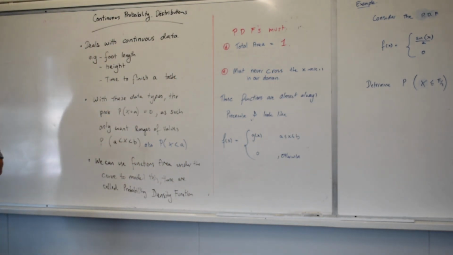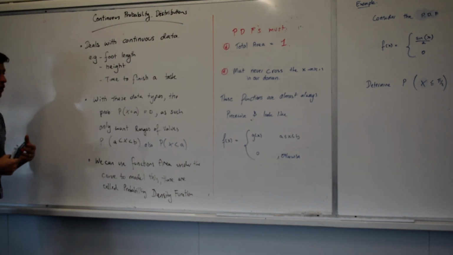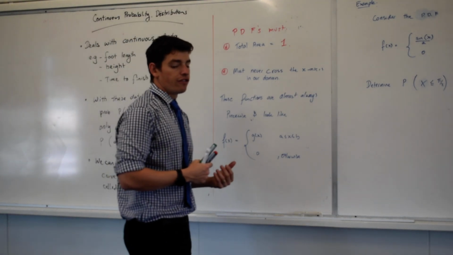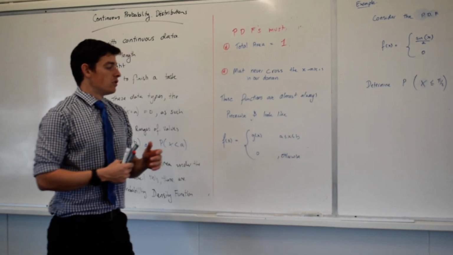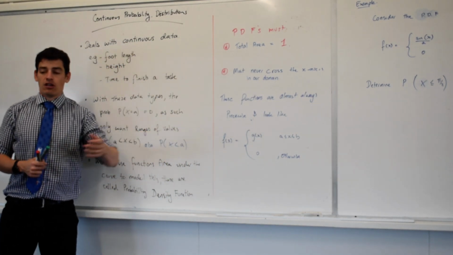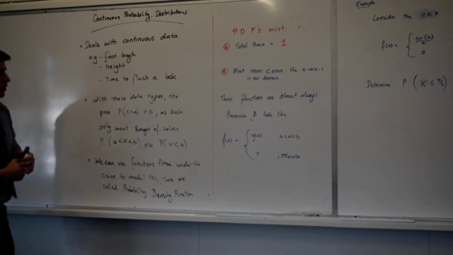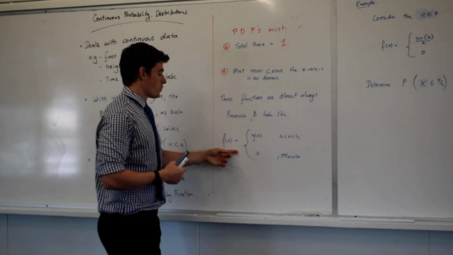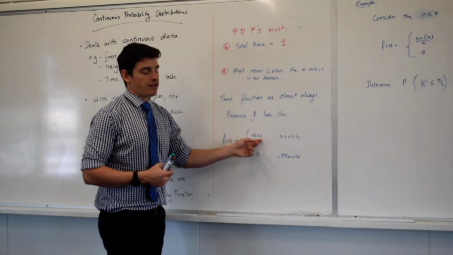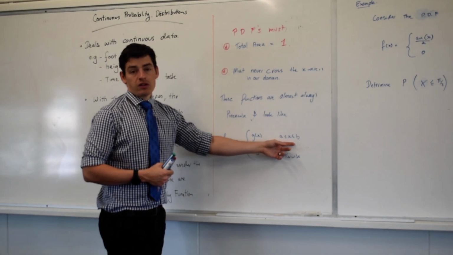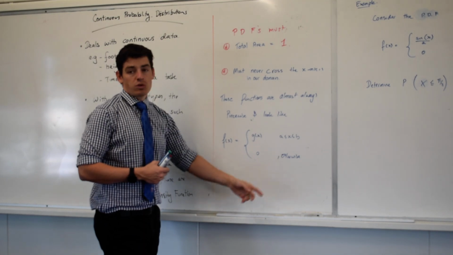Now, lots of functions cross the x-axis and they go negative, but we can cut them off if we use piecewise. So we just have to realign ourselves with piecewise functions. They often look like this. We've got our function is equal to, I'm just going to call it some function, g(x), between two values, 0 otherwise. What does that mean?